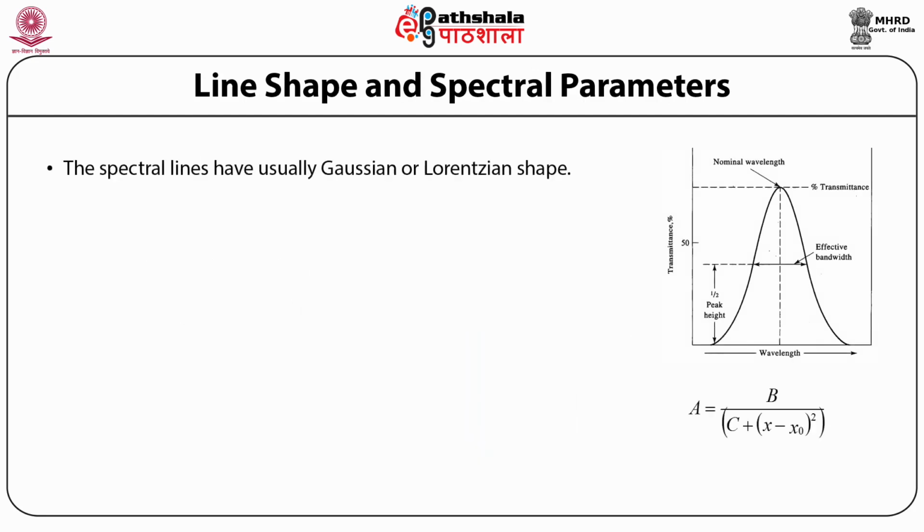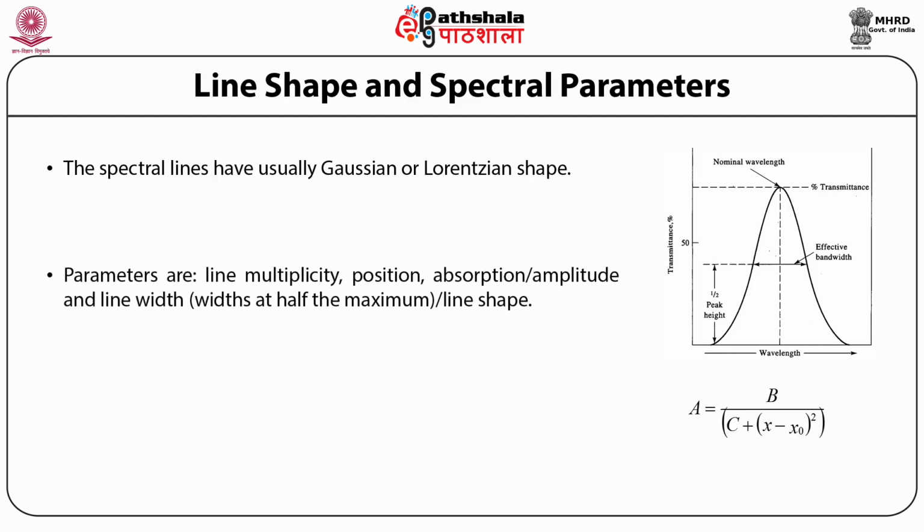The spectral lines have usually Gaussian or Lorentzian shape, described by the equation given below the figure on the left hand side, like A equal to B divided by C plus (x minus x0) square. So at x equal to x0, the value will be maximum, and as x becomes greater or smaller than x0, the value goes on dropping, and as a result, there will be a line width and line height.